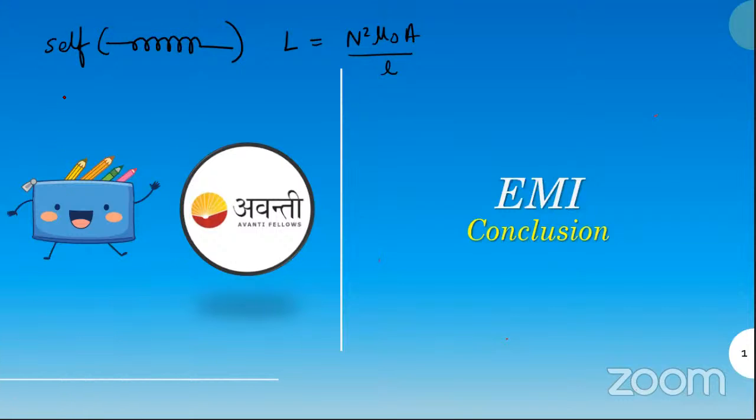And we know mutual induction, where there is one coil, primary coil 1, and there is coil 2. When current is flowing in coil 1 and current is induced in the other coil, this is called mutual induction, because the induction is happening in a different coil, right? So then I can say that mutual induction M is equal to N1 N2 mu naught A by L. Am I right? I hope all of you know these two formulas. We'll be using them a lot today.